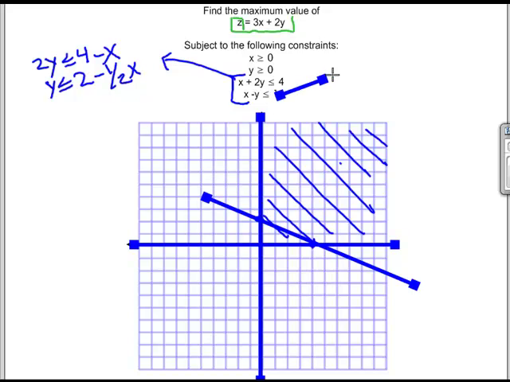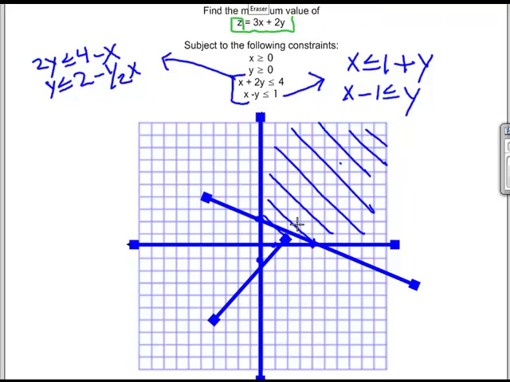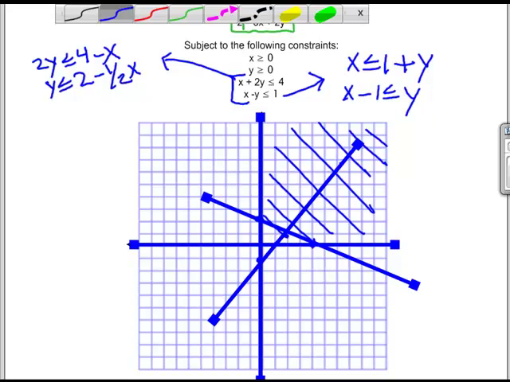But there's one more constraint. The line x minus y is less than or equal to 1 is going to be x is less than or equal to 1 plus y. So x minus 1 is less than or equal to y. So that's a line that starts at negative 1. It's got a slope of 1, so it's going to go right through here. And that is y is greater than. So that means it's got to be above the line. So we're going to find that the area we're looking for here is this area right in here.